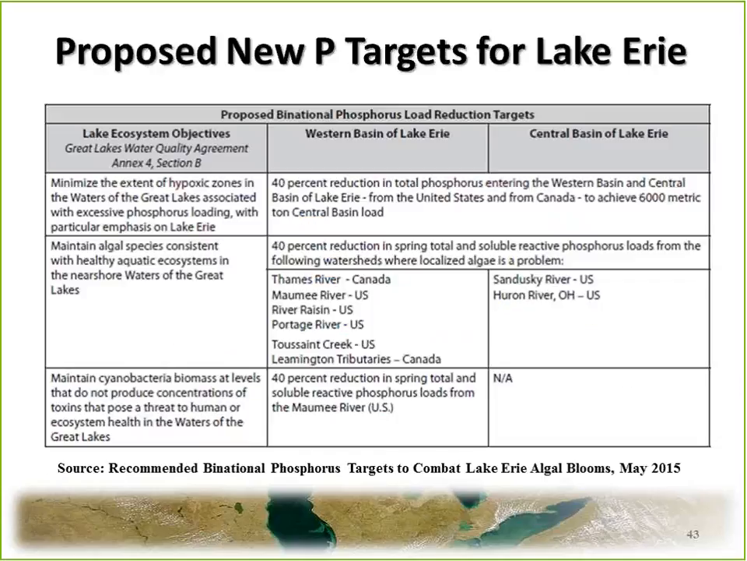And so this is a detailed graphic from the modeler's report, but you can see the number 40% there in a number of places. The 40% reduction of total phosphorus entering the lake was the target for reducing hypoxia, and 40% reductions from all of these tributaries that are bringing in agricultural loads is the target for reducing nuisance algal blooms.